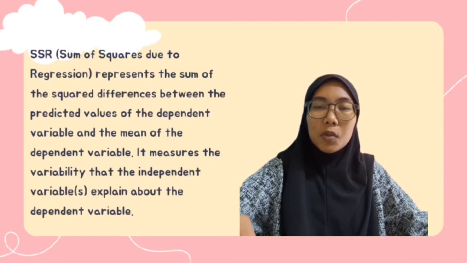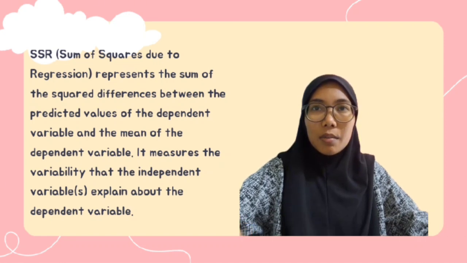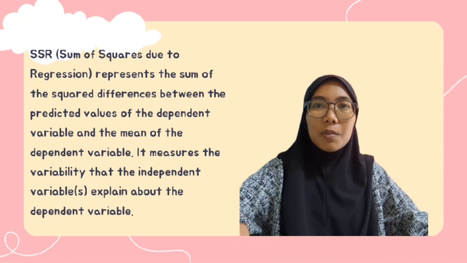SSR, sum of squares due to regression, represents the sum of the squared differences between the predicted values of the dependent variable and the mean of the dependent variable. It measures the variability that the independent variable explains about the dependent variable.